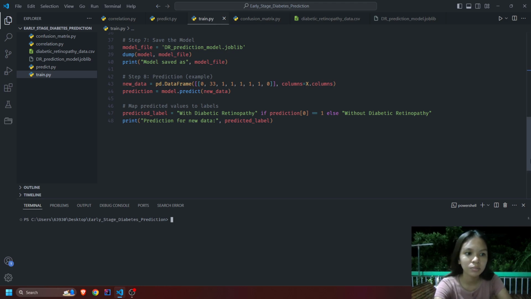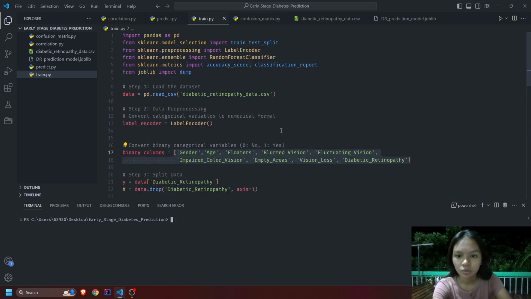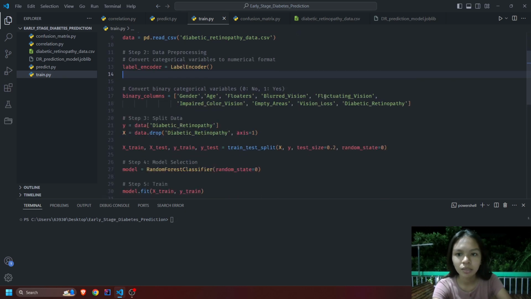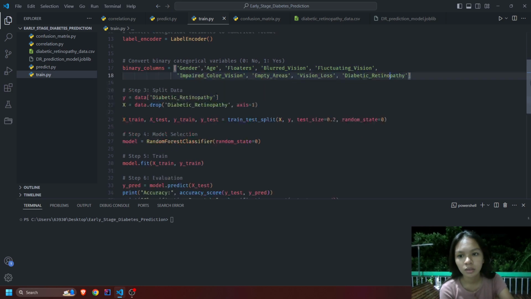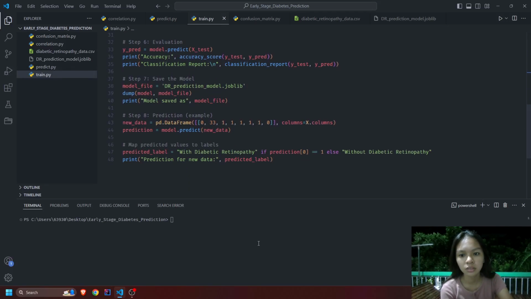So, here in the train model, I have binary columns: gender, age, floaters, blurred vision, fluctuating vision, impaired color vision, empty areas, and vision loss. These are the symptoms related to diabetic retinopathy. So let's try to run it.